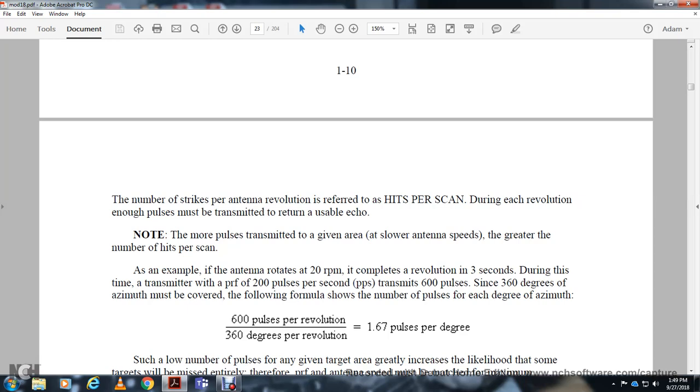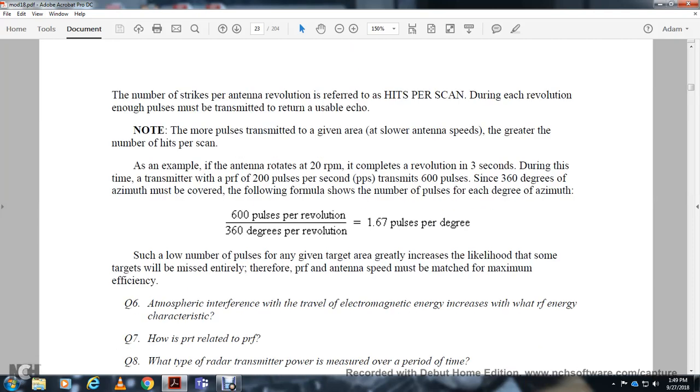During this time, the transmitter with a pulse repetition frequency of 200 pulses per second transmits 600 pulses. Since 360 degrees of azimuth must be covered, the following formula shows the number of pulses per degree of azimuth: 600 pulses per revolution over 360 degrees per revolution is equal to 1.6 pulses per degree. Such a low number of pulses on the target greatly increases the likelihood of some targets being missed entirely. Therefore, the pulse repetition frequency and antenna speed must be matched for maximum efficiency.